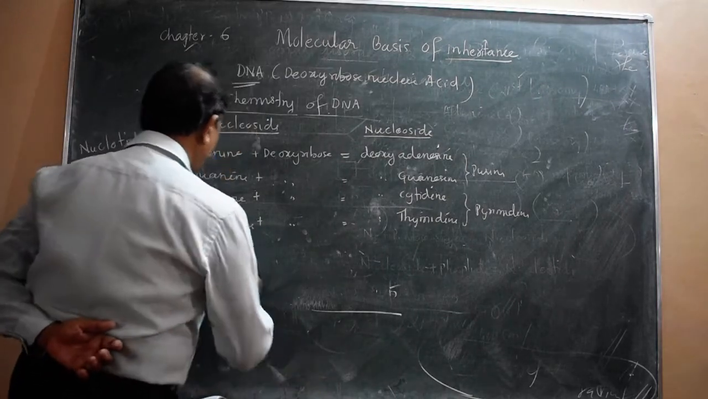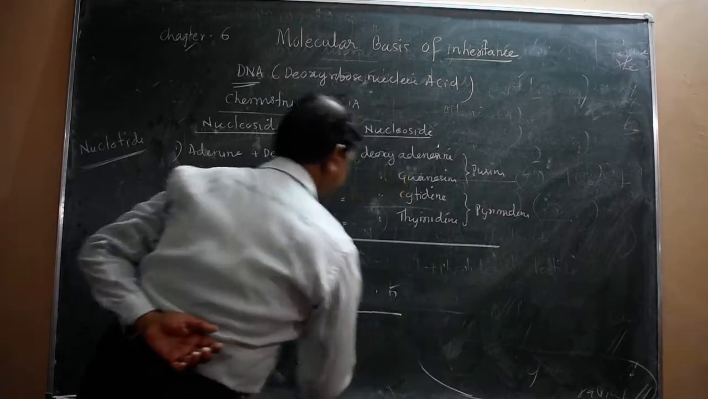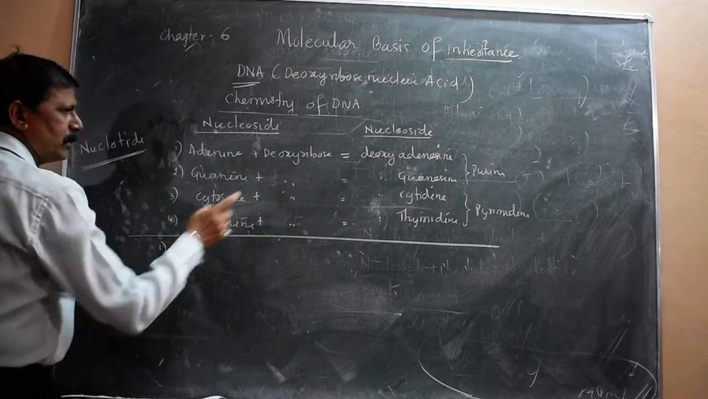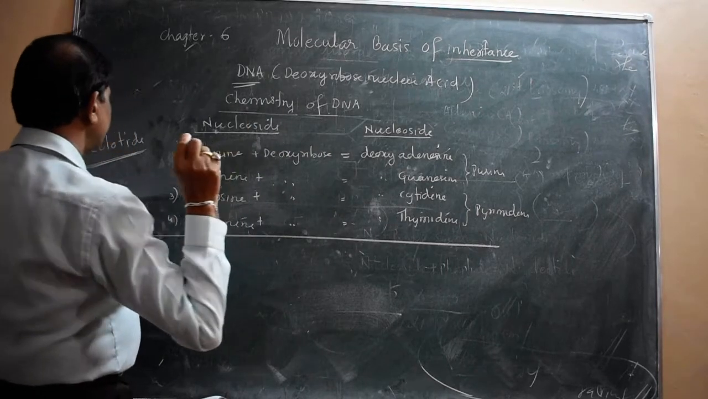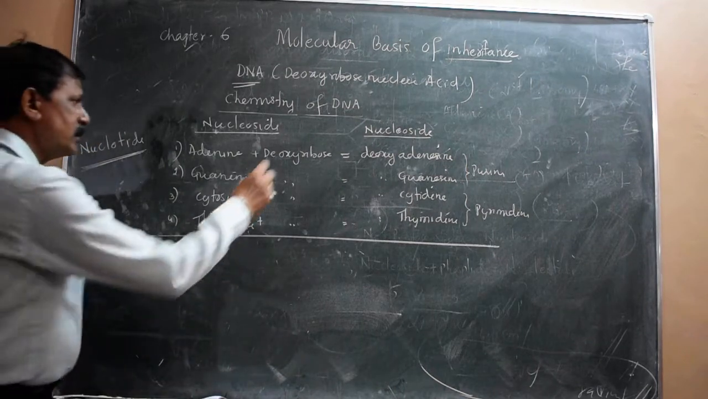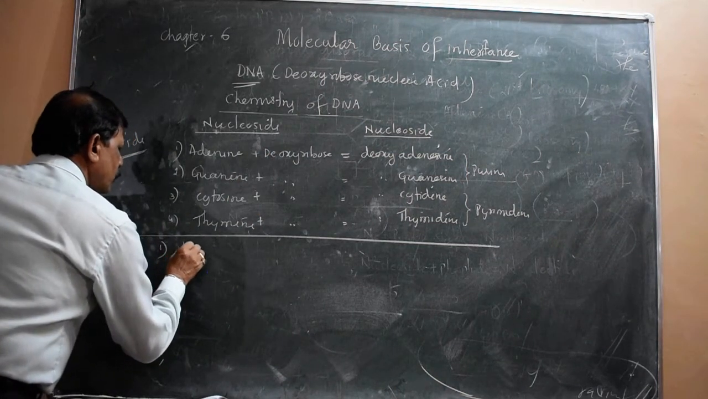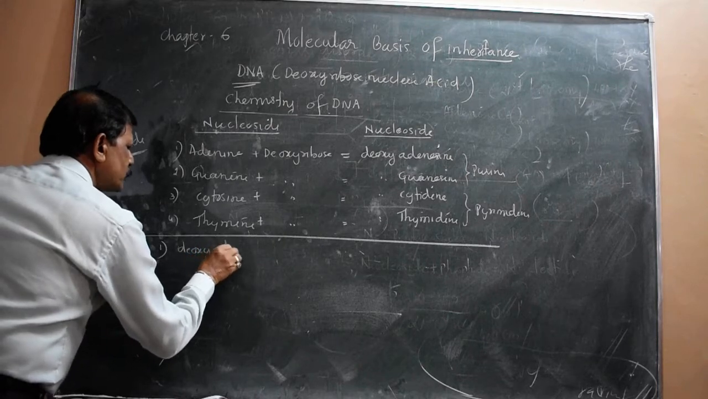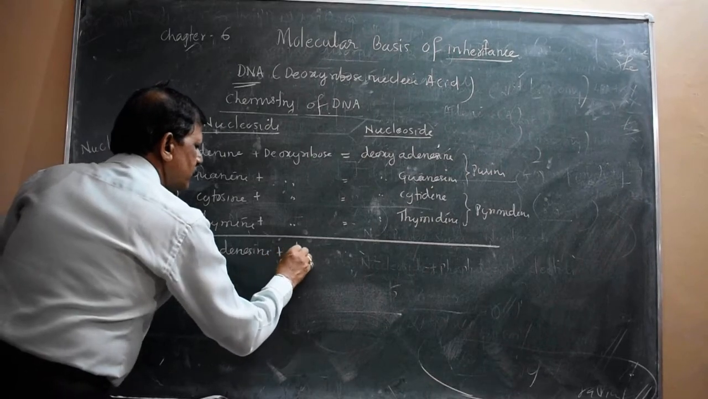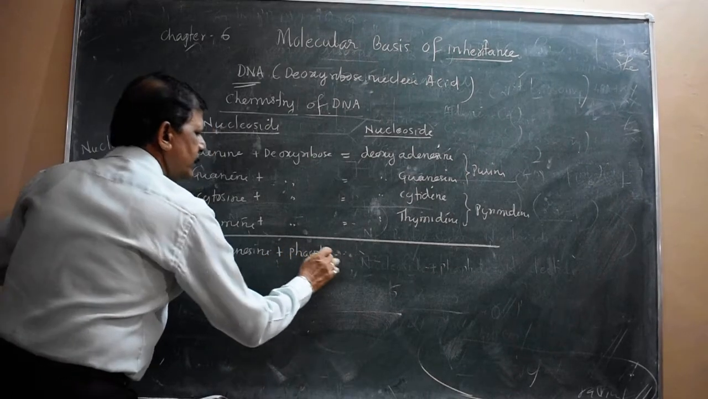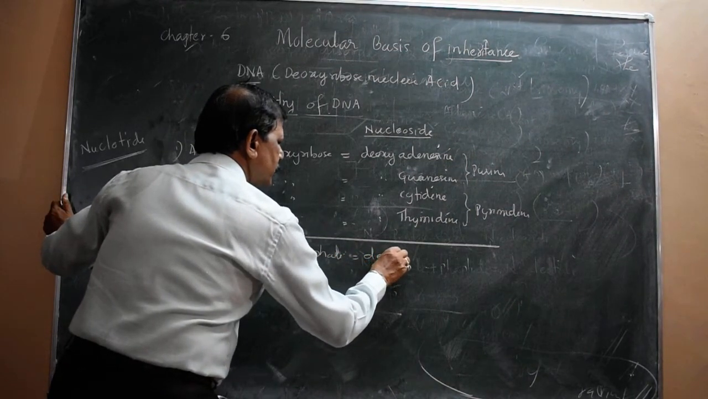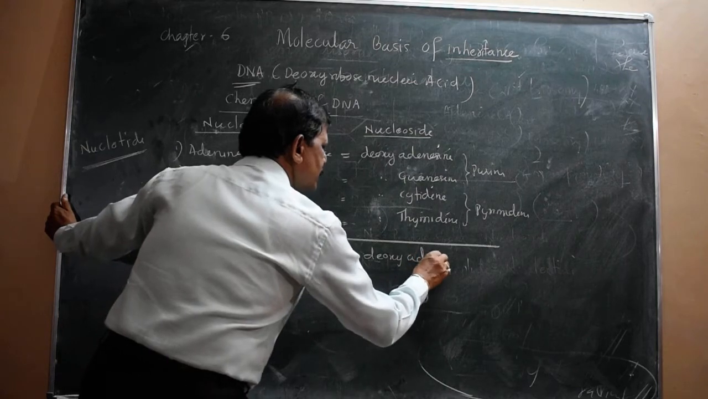Similarly, you can also go for nucleotides. You can also go for nucleotide, and that nucleotide you can write here. See, which are the nucleotides? Now the first one you want to write. The nucleoside and phosphate result in the formation of nucleotide. That is why you have to write first one nucleoside, deoxyadenosine, plus phosphate or phosphoric acid, and that results in the formation of deoxyadenylic acid.